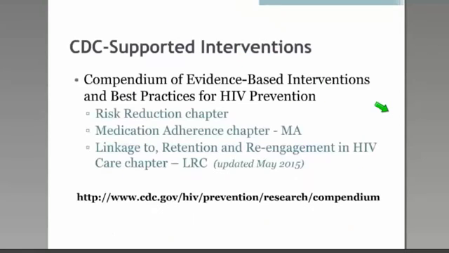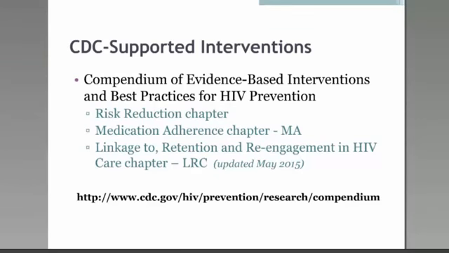And so here is where you can get more information on what we're talking about: the Compendium of Evidence-Based Interventions and Best Practices for HIV Prevention. There are chapters on risk reduction, medication adherence, and linkage to and retention in care. And here's a website where you can get more information on these types of interventions. But as we move forward today, I'm going to turn it over to Bobby McCaffrey of the University of Rochester to lead us further into this discussion. So thank you, Bobby.